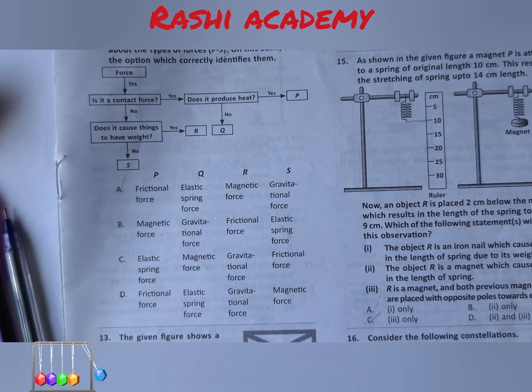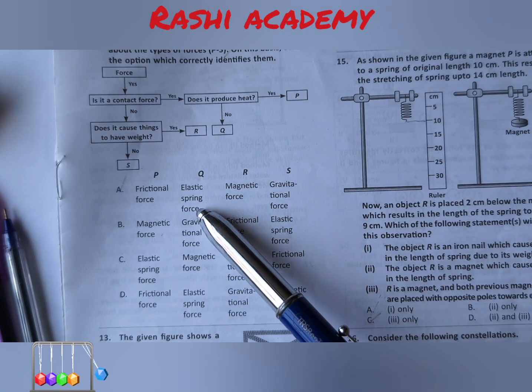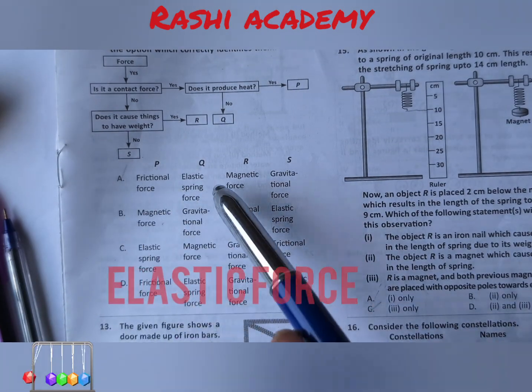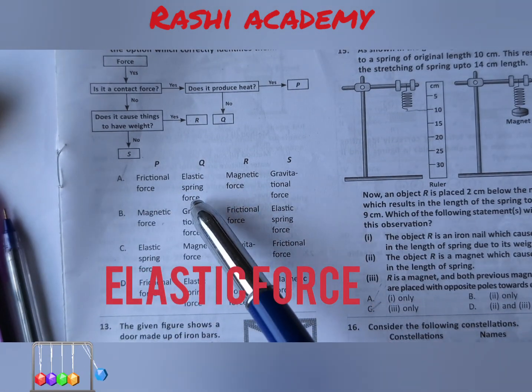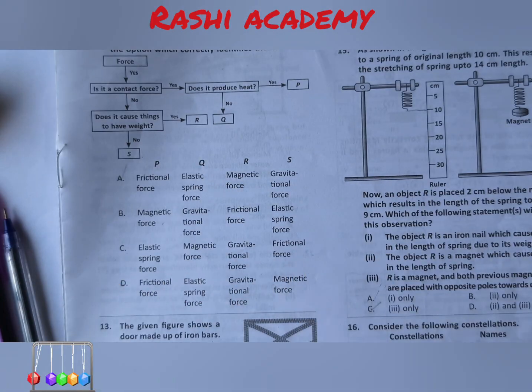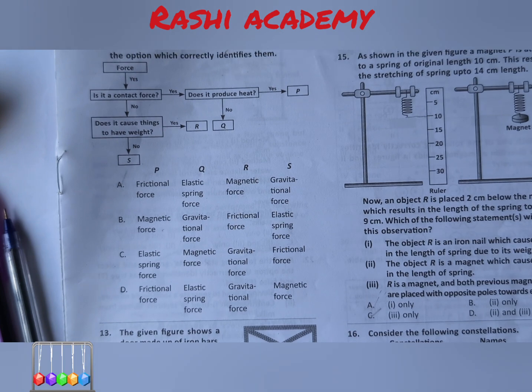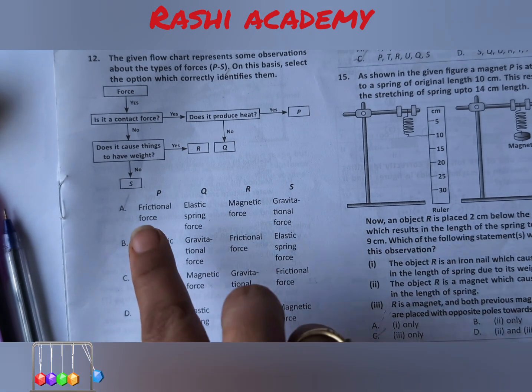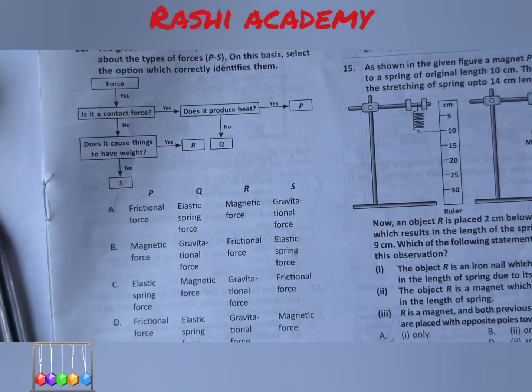Now the second one does not produce heat, that is Q. So Q is which type of force? As I gave you one name, elastic force. This is elastic spring force, the same elastic force. In options A and D, Q is the same, elastic spring force. So still you have a doubt which option is correct. Now let's come to the next part of the flow chart.